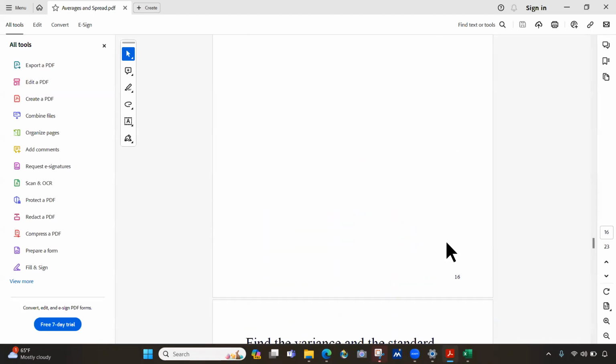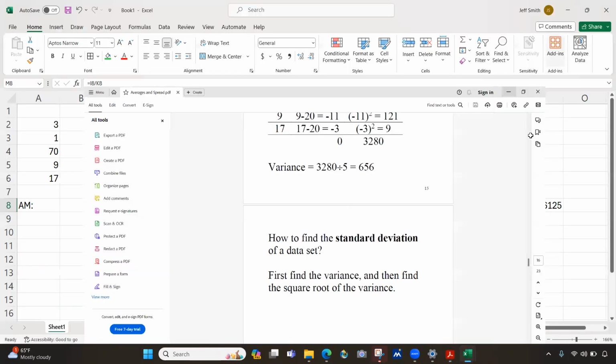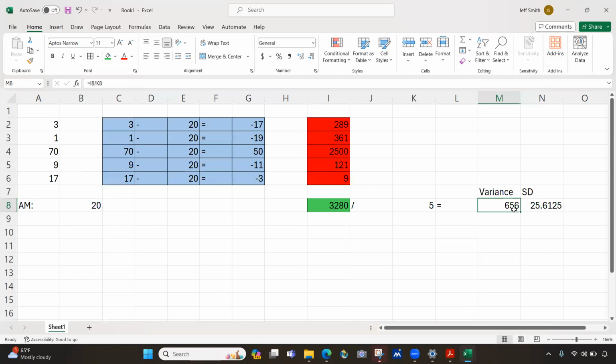It's a different data set. Let's go back. Let's go down. Yeah, it's essentially the same. My variance is 656, and the square root of 656 is 25. I'm going to double check again. That is 25. So we're good. This is our standard deviation for this data set.